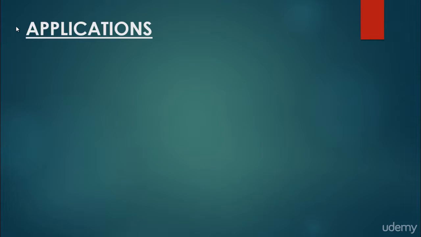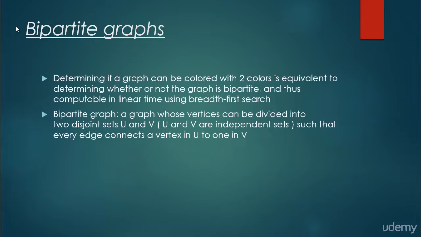But there are lots of applications of graph coloring. For example, bipartite graphs. Determining if a graph can be colored with 2 colors is equivalent to determining whether or not the graph is bipartite, and thus computable in linear time using breadth-first search. A bipartite graph is a graph whose vertices can be divided into 2 disjoint sets U and V. U and V are independent sets such that every edge connects a vertex in U to one in V. So this is the first application.